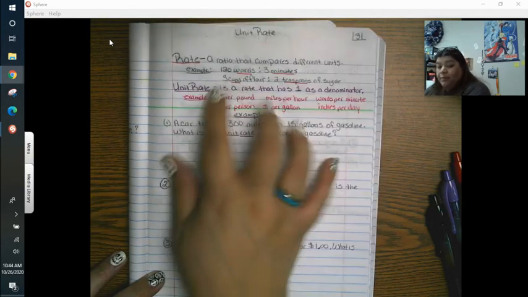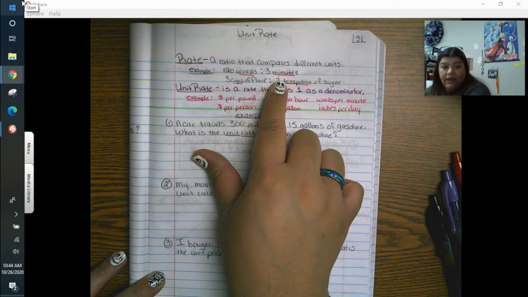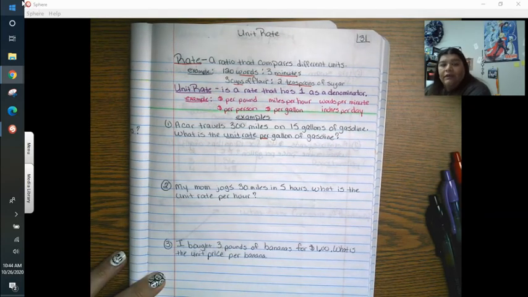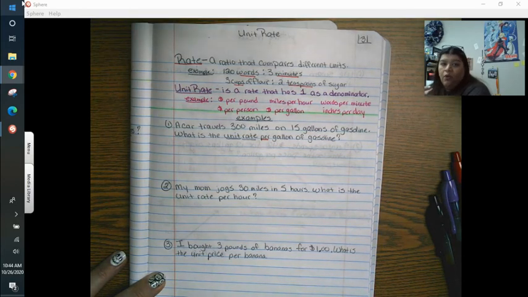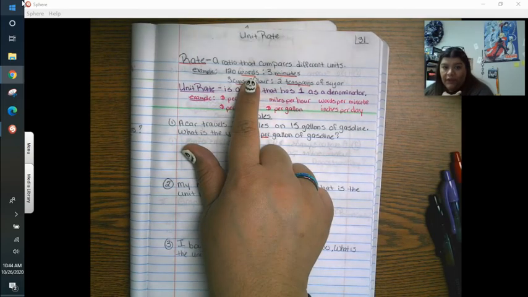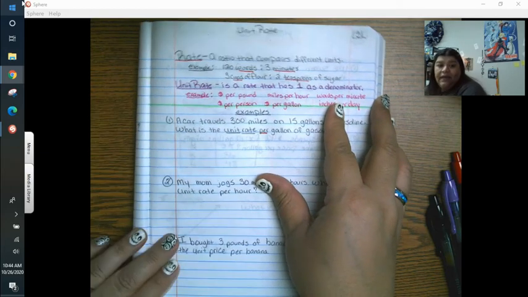So for example, 120 words for every 3 minutes. 3 cups of flour to 2 teaspoons of sugar. So you're actually telling me what the words are, rather than a ratio, which is just 3-2, 1-4, 1-1. Here I'm attaching the unit to the number, so I know what you're talking about. That's what a rate is.